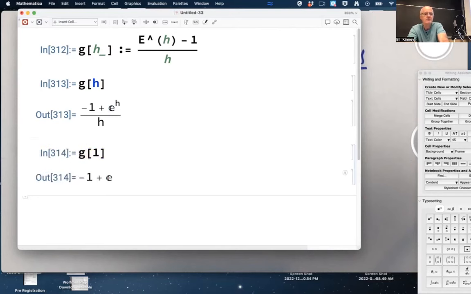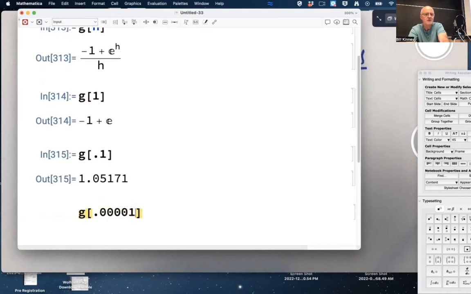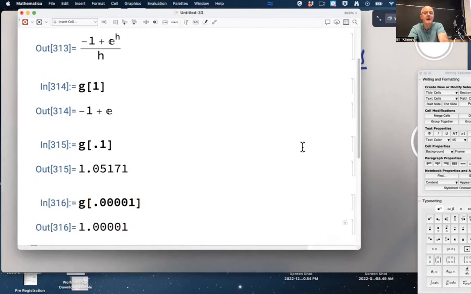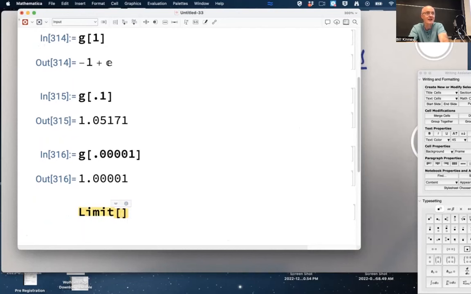You can plug in a number close to 0 and see what you get. Yes, we are getting numbers very close to 1. But Mathematica can actually compute the limit of this with a built-in command called Limit with a capital L: the limit of g of h as h goes to 0.